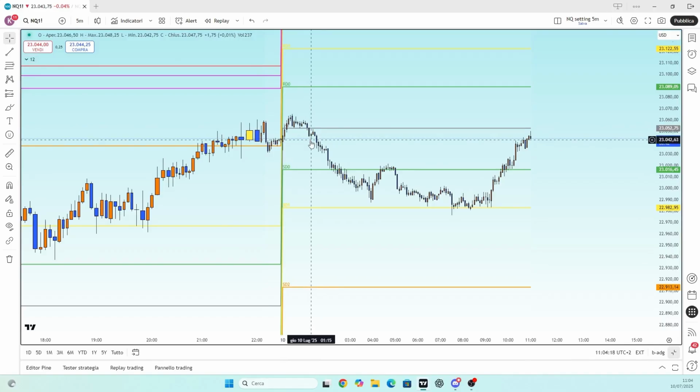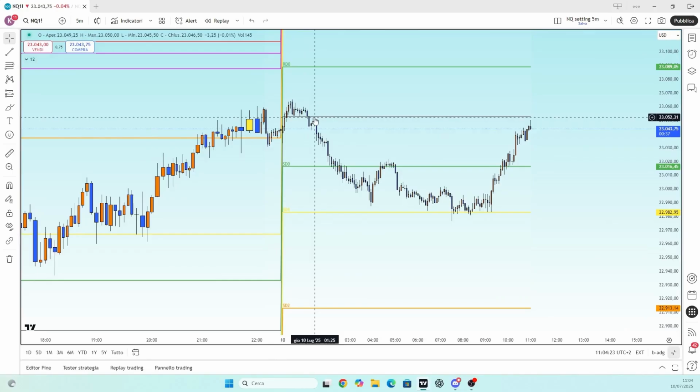In this case, it broke through the HV level right at the very beginning, then tried to retest the same level, couldn't get past it, and went on to test the lower level. Here it attempted a timid rebound, but it couldn't even manage to go up.